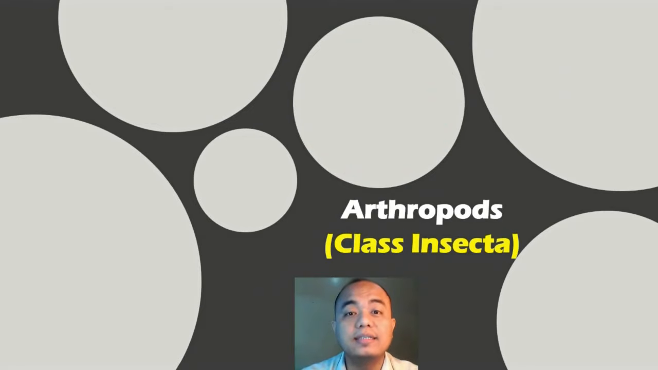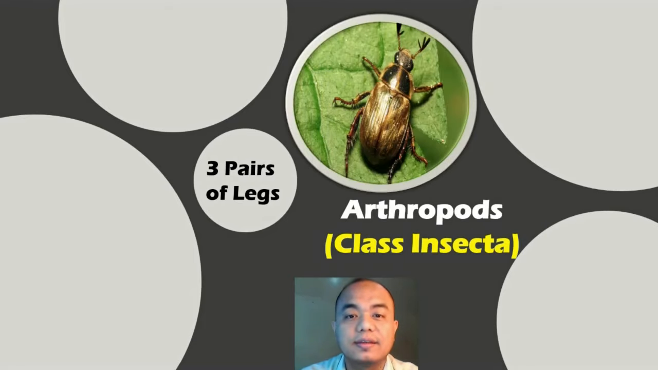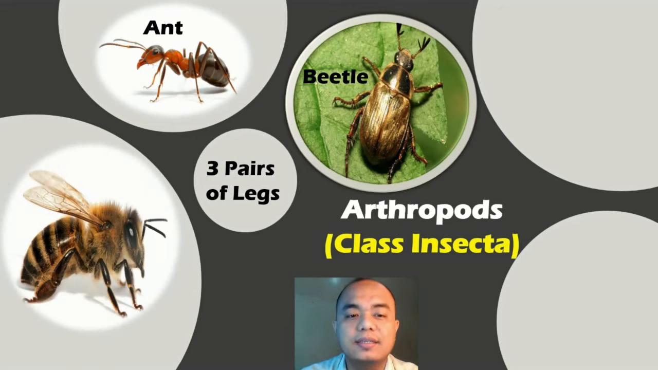And we have the class Insecta or the insects. So, insects have 3 pairs of legs. So, meaning, we have 6 legs for the insects. What are examples of insects? Can you identify that insect? That's a beetle. Next is this one. That's another example of insects. We have the ant. Next is we have the bee or buyog.